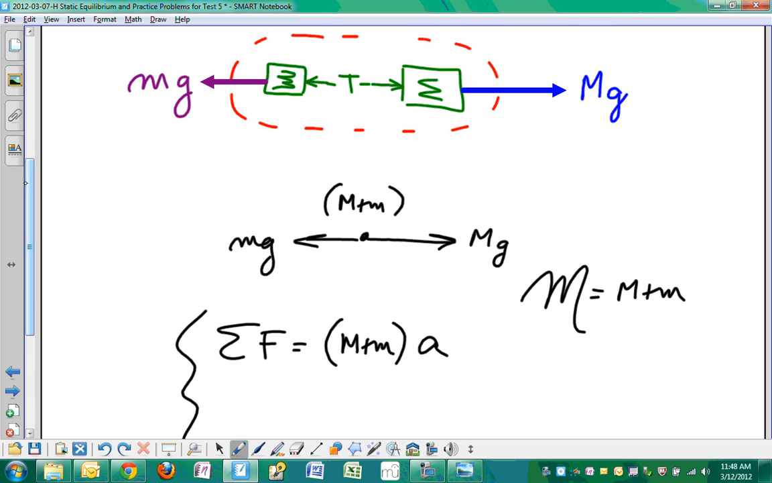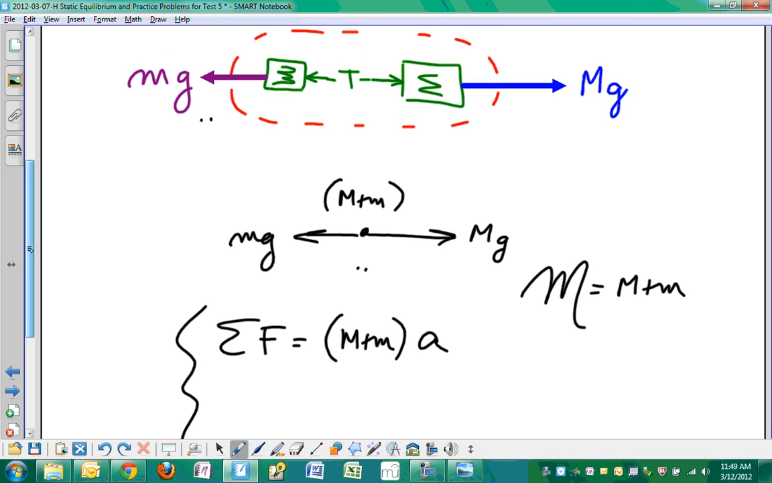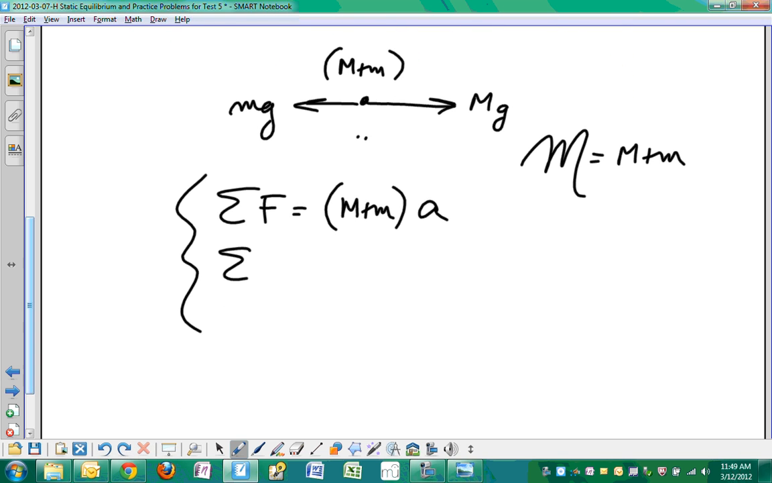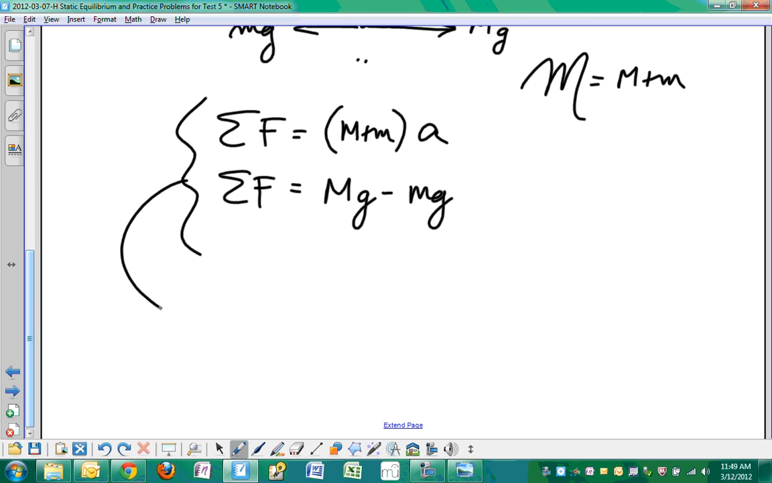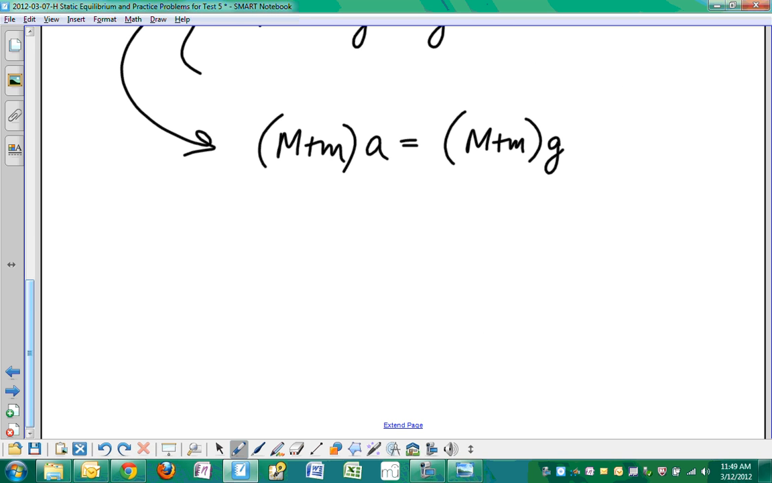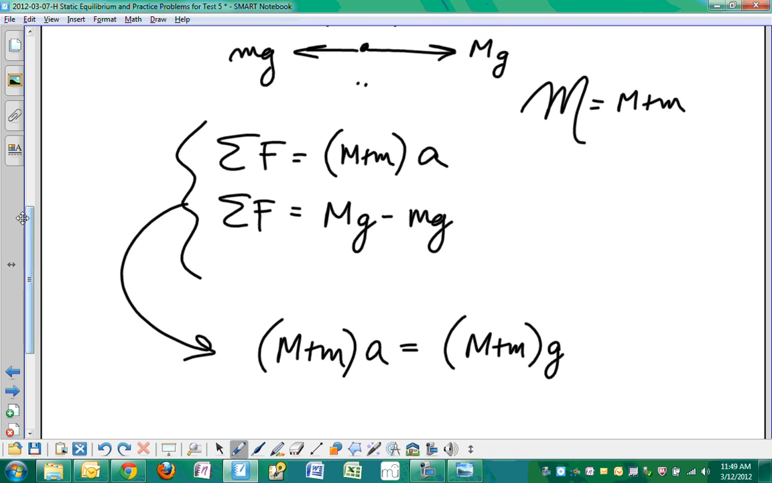And that's this right here, or up here if you want to think of it that way. So what are the forces acting on the system? What's acting in the positive direction? Big Mg. And what's acting in the negative direction? Little mg. So we subtract it. Now setting those two equations equal to each other, we get big M plus little m, a, is equal to big M plus little m times g. Or is it minus? Minus.